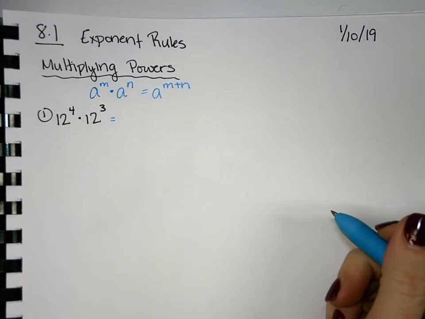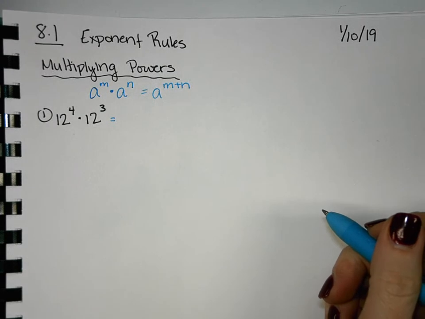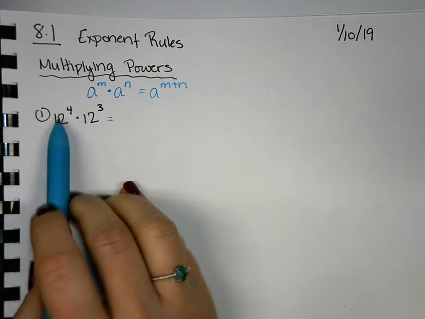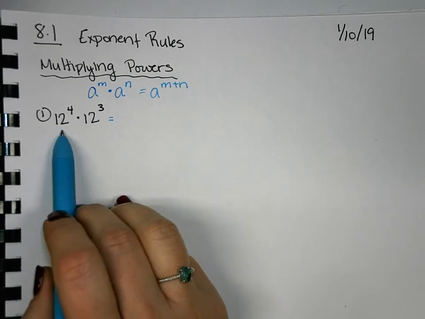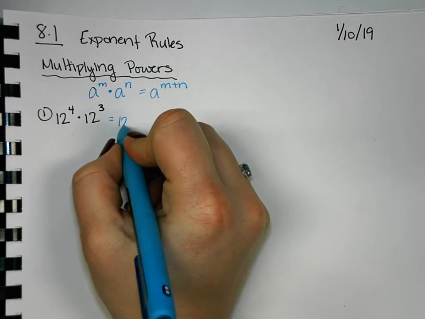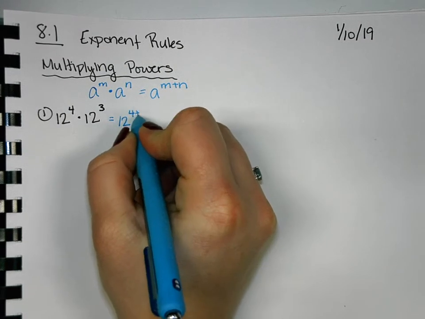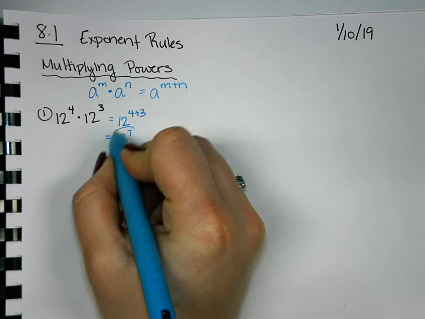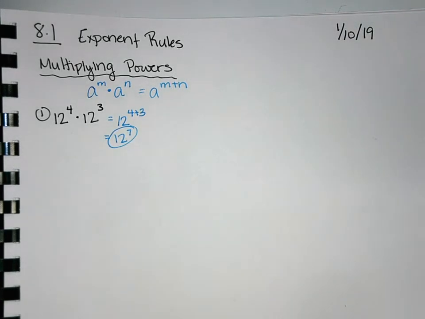So is the base the same? Yeah, what is the base? 12. So the base is what's being raised to a power. They both have a base of 12, so that means we can add the exponents. So what's 4 plus 3? 12 to the 7th, and that could be your answer.